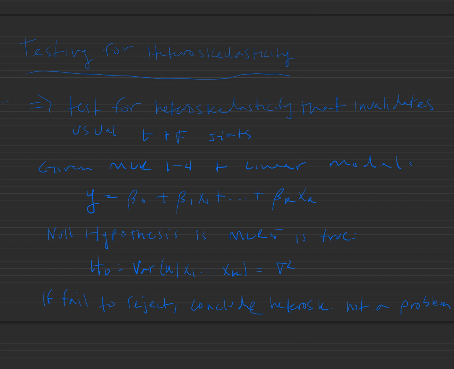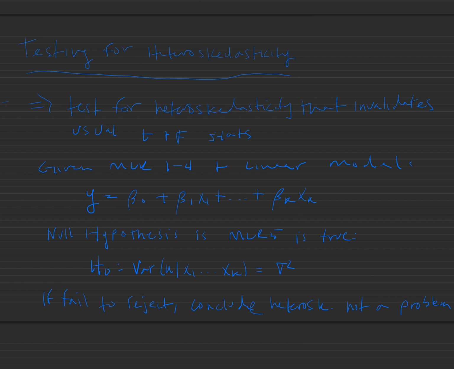Let's discuss how to test for heteroskedasticity. We're going to test for the heteroskedasticity of the form that invalidates the usual t and F statistics, given multiple linear regression assumptions 1 through 4 and a linear model where y equals beta naught plus beta 1 times x1 through beta k times xk.